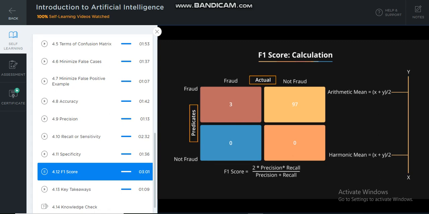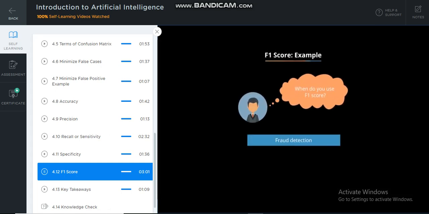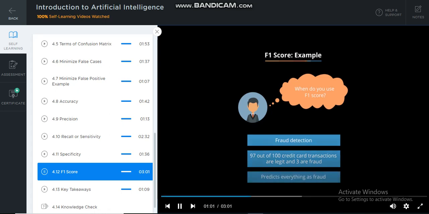But that's pretty bad in some situations. Let's take an example of fraud detection. Suppose we have 100 credit card transactions, of which 97 are legit and 3 are fraud. And we come up with a model that predicts everything as fraud.